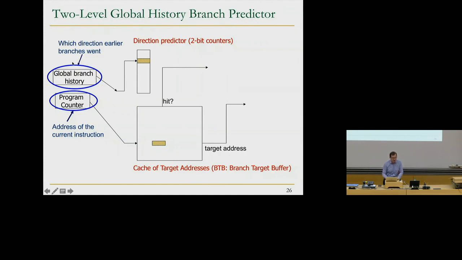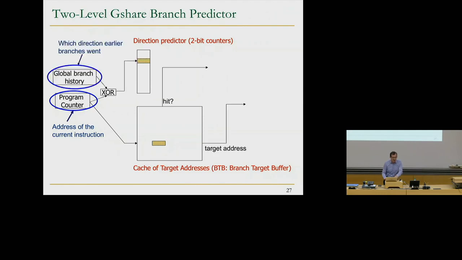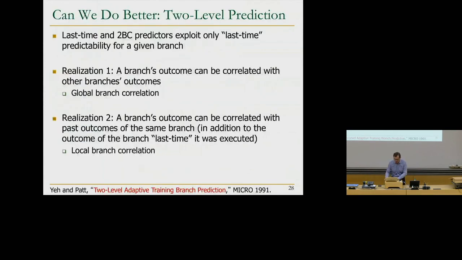This is the first level: which direction earlier branches went, and which direction this branch went when you saw this history last time. The Gshare predictor uses both pieces of information, not just the global history register, but also the program counter, to index into this direction predictor to make a prediction. As a result, it's more accurate. If you read the reading that I assigned, you see the accuracy of it. In fact, that reading was the first work that proposed this Gshare predictor. Okay, any questions? I'm done with the global branch predictors.